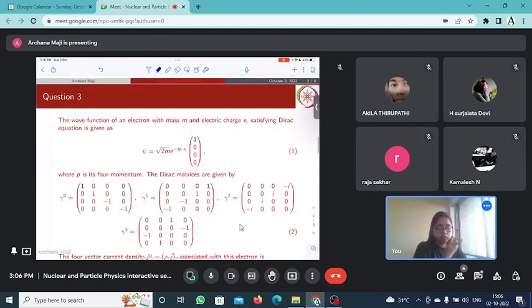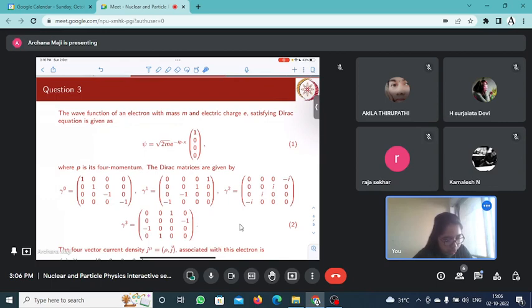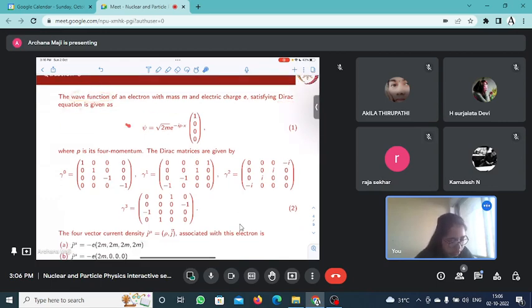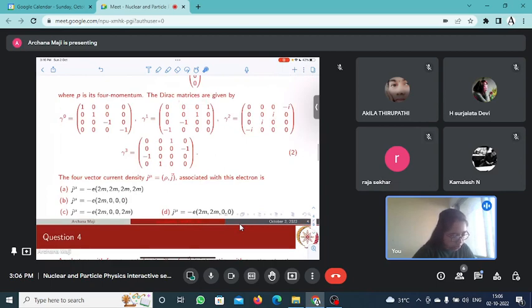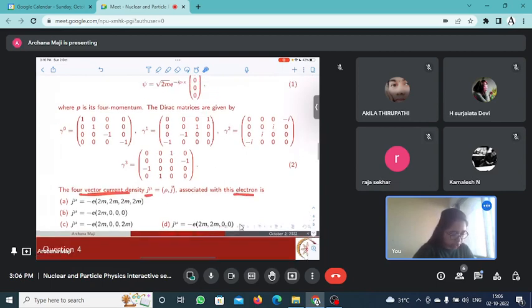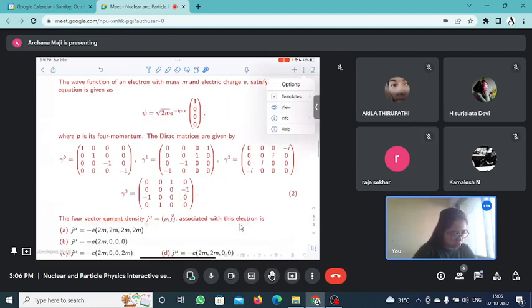Okay. The wave function of an electron with mass m and electric charge E satisfies the Dirac equation, and the form of the wave function is given to us, where P is its 4 momentum and the Dirac matrices are given. What will be the 4 vector current J mu associated with this electron? Okay, that is the question.